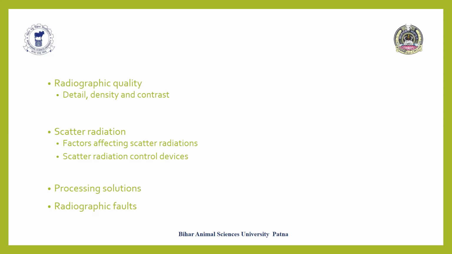Then when the image is developed, there will be some faults. Either the image will be very white or it may be very black. So what were the reasons why the image is not properly formed on the film, and what control measures can be adopted to prevent these radiographic faults?